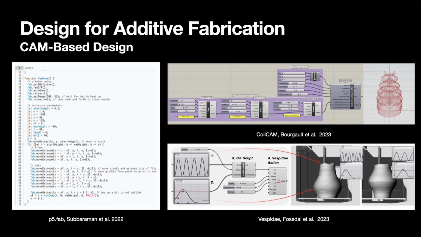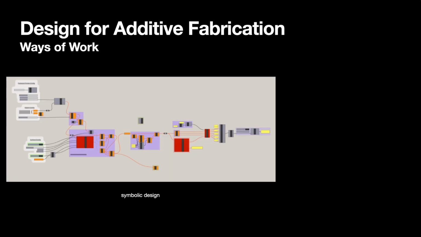These tools are built for programmatic form generation through text-based coding or node-based programming, while highly expressive, symbolic design tools are not accessible to many. Additionally, much of the innovative techniques for CAM-based clay 3D printing come from artists also developing specific workflows in node-based scripts such as Grasshopper.